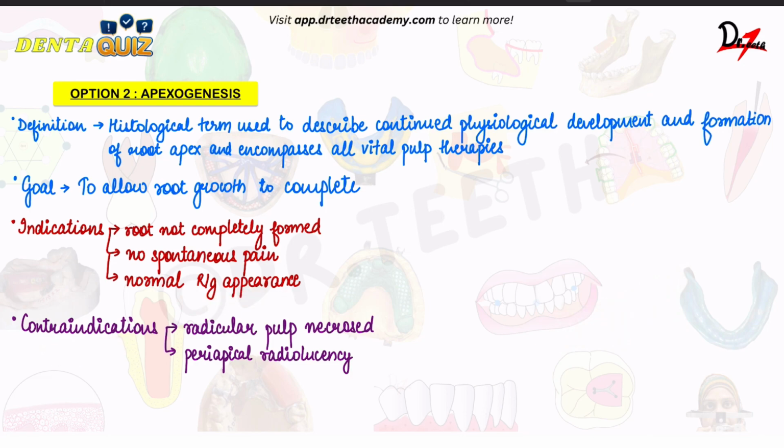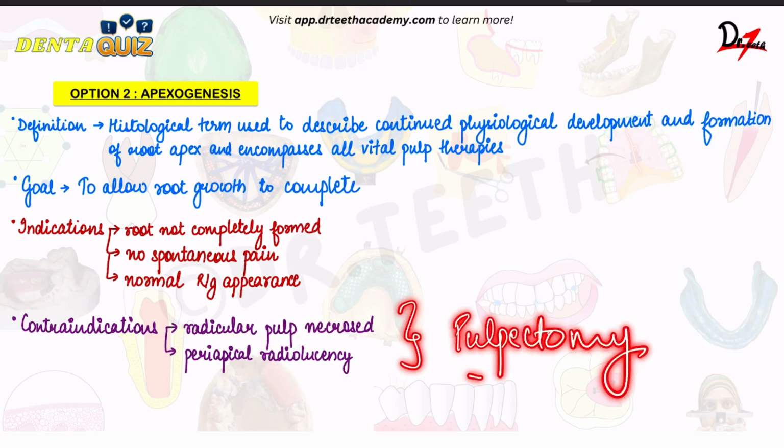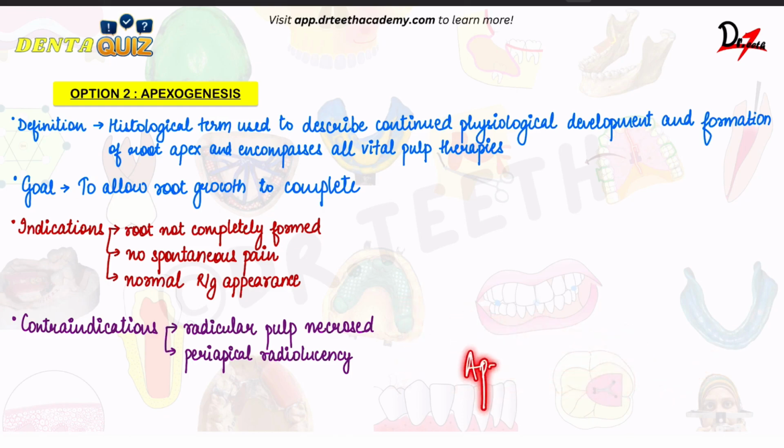The contraindications are that the radicular pulp, if it is necrosed or if there is periapical radiolucency, then in these cases we go for pulpectomy, right? So in these cases, apexogenesis is not possible. We may go for apexification in these cases like we studied in the last slide, right? So this is the difference between apexogenesis and apexification.